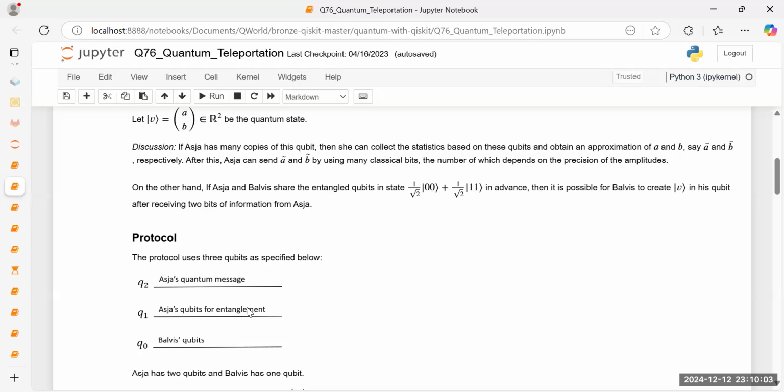So Asha is with one of the qubits in the pair and Balvis is with the other qubit in the pair. Let's say at that point, Asha wants to send some quantum state to Balvis.